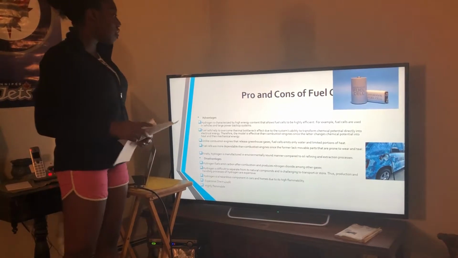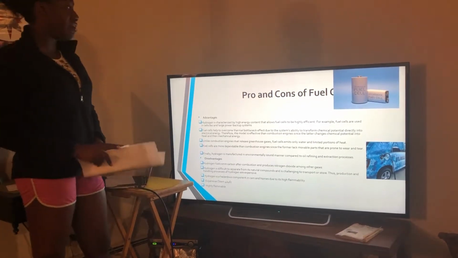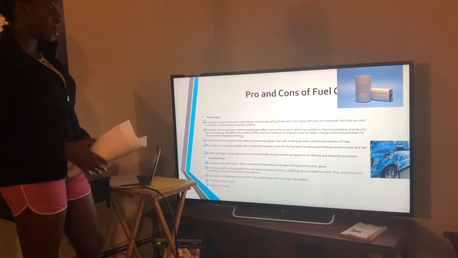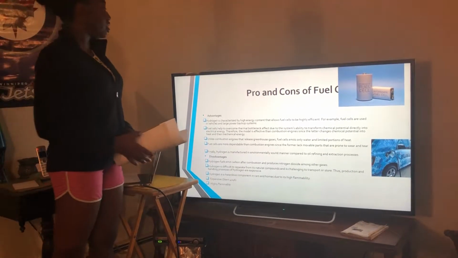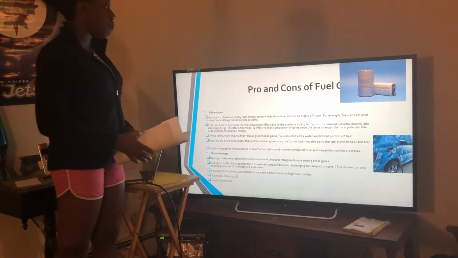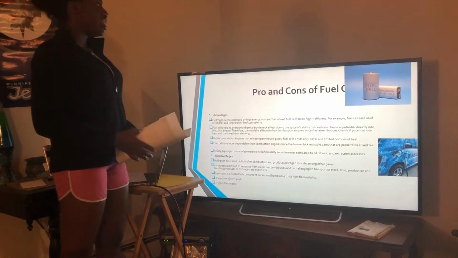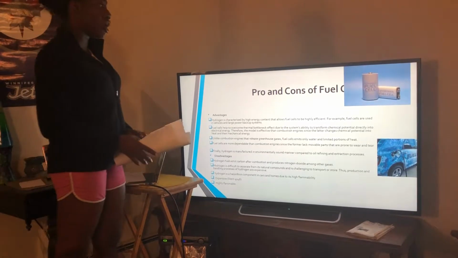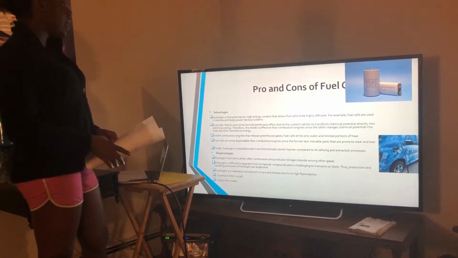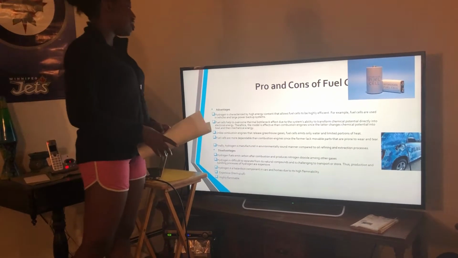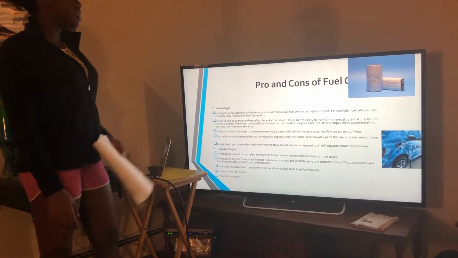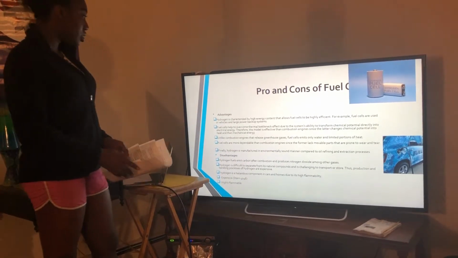Fuel cells help to overcome the thermal bottleneck effect due to the system's ability to transform chemical potential directly into electrical energy. Therefore, the model is more effective than combustion engines, since the latter changes chemical potential into heat and then mechanical energy. Unlike combustion engines, which release greenhouse gases, fuel cells emit only water and a limited proportion of heat.